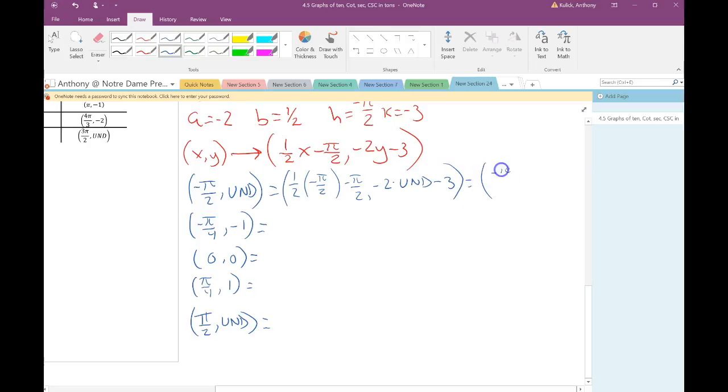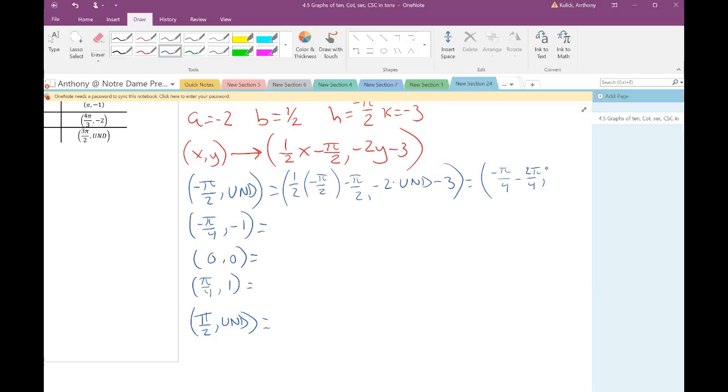So when I do the x's, I have negative pi over 4 minus pi over 2. But to do that, what am I going to need to have? Common denominator. So I have pi over 4 and pi over 2. What's the common denominator going to be between them? 4. So I'm going to write pi over 2 as 2 pi over 4. Everybody okay so far? Just making common denominators, right? Like adding fractions back to middle school.